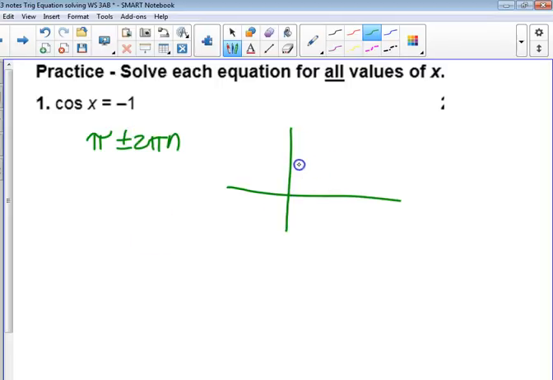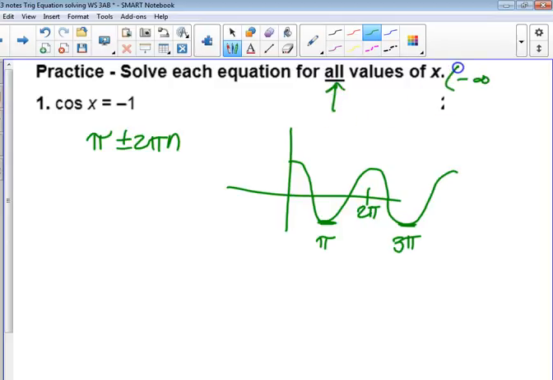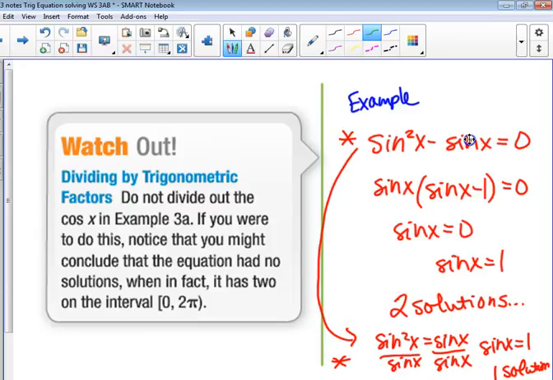Okay. If we had graphed a cosine, it would hit -1 at pi, and then not again until 3 pi, right? 2 pi would be in here. Is everybody seeing how that's working? How did I know to put the plus or minus on the back? Because it said all, and a lot of times it will also say all from -infinity to infinity, okay? All right.